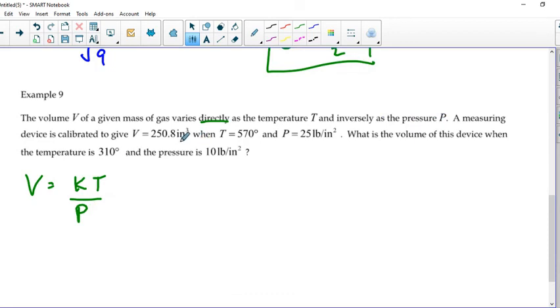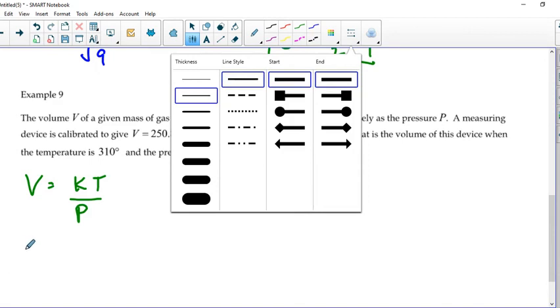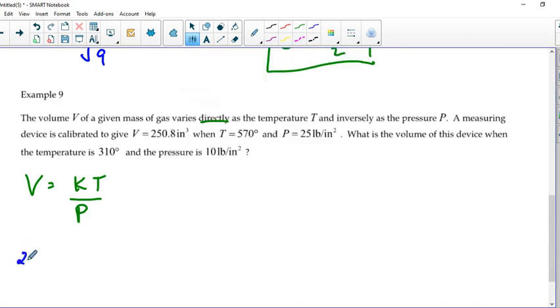A device is calibrated. So what's the first thing we're going to do? Solve for K. It's almost like you heard a whisper in your ear saying, solve for K. And that person, that's probably your inner voice, isn't wrong. The inner voice is right. Let's do a little solving for K, which, as everyone knows, stands for the constant of variation. So the volume, 250.8, is equal to K times the temperature, 570 degrees, over the pressure, 25.